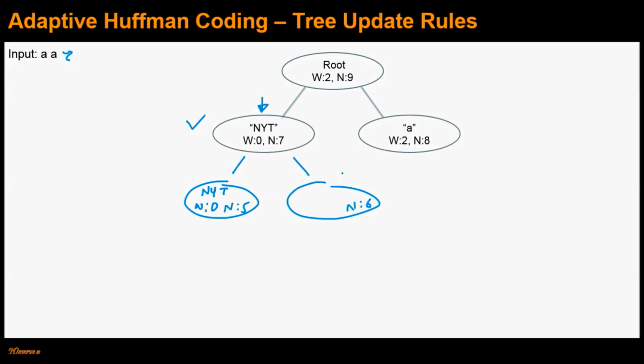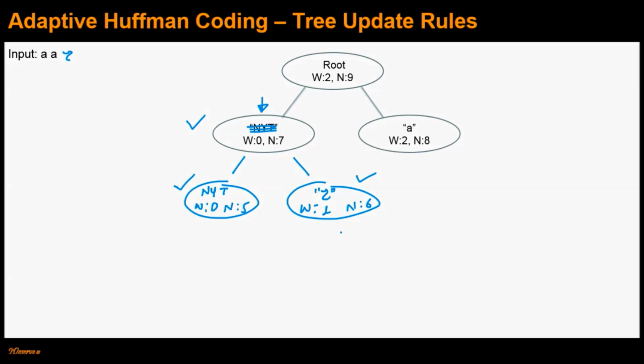The value for the right node would be R, right? Because the new character seen is R. The weight would be updated to 1 because R is seen for the first time. And the previous NYT node would no longer be the NYT node, so I am erasing this. Now at this stage, we have created two new nodes with their W and N values updated.